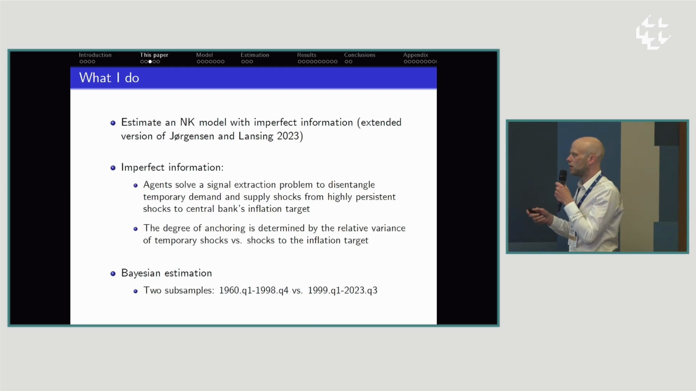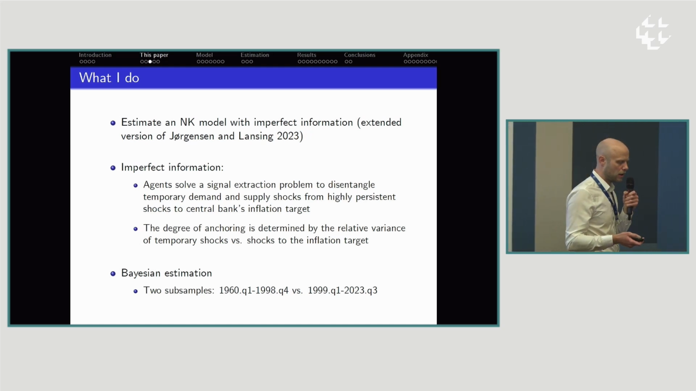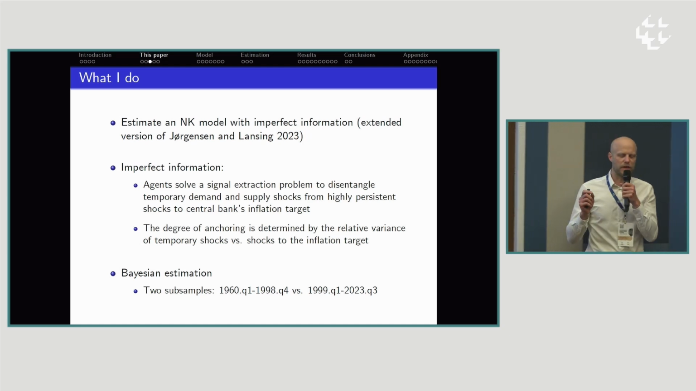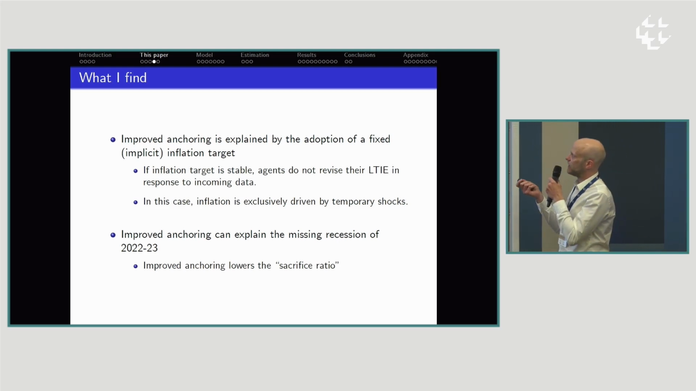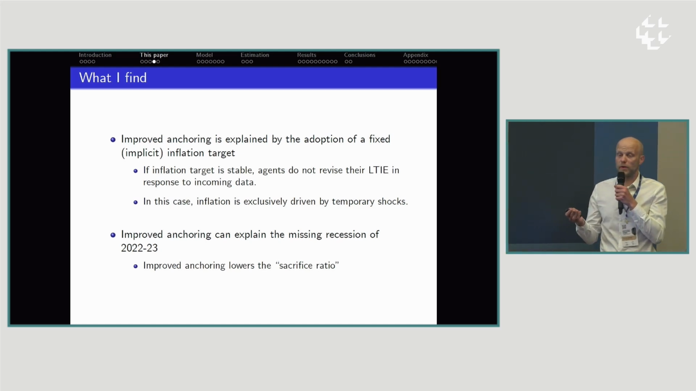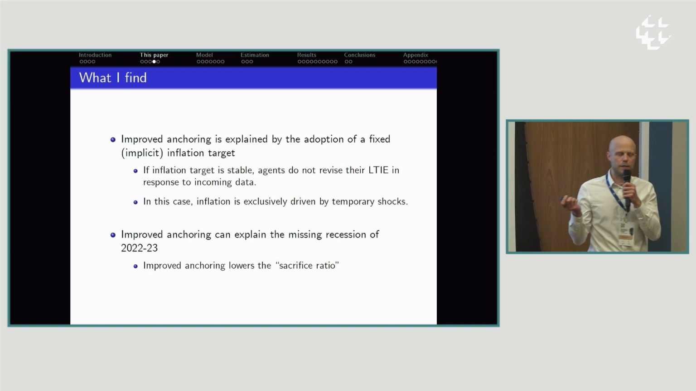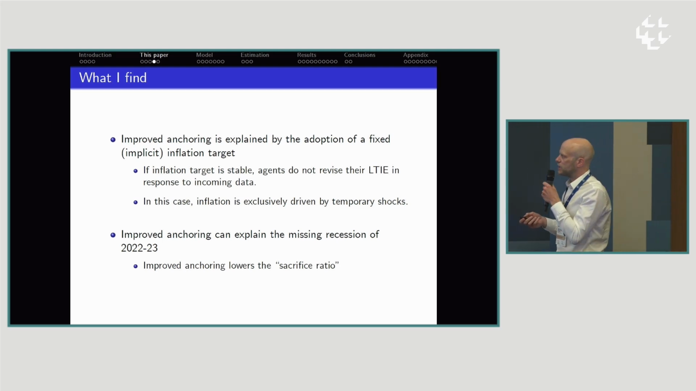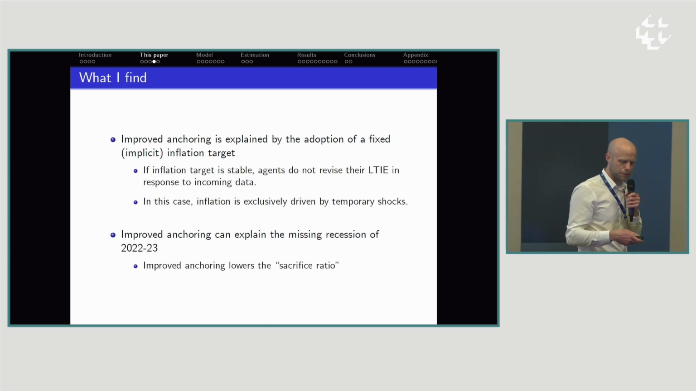Then I do a Bayesian estimation of that model on two subsamples, first from 1960 to 98, and then from 99 to 23. I split the sample in the late 90s because several recent papers have shown that this anchoring process was finalized in the late 1990s. What I find is that improved anchoring is explained by the adoption of a fixed implicit inflation target. If the inflation target is stable, people won't revise their long-term inflation expectations in response to high inflation, and inflation will simply be driven by temporary shocks. So inflation will essentially be temporary. I then show that improved anchoring can explain the missing recession because it reduces the sacrifice ratio, that is, how much output you have to give up to reduce inflation.